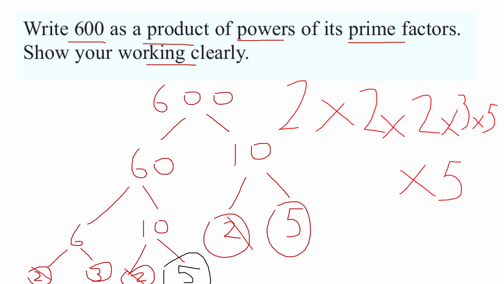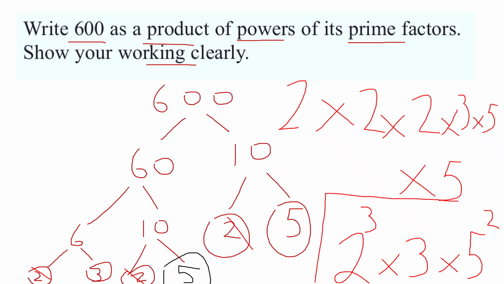It wants it in power form, so a product of powers, so writing it in index form. That'll be 2 cubed, or 2 to the power of 3, multiplied by 3, and then multiplied by 5 squared, or 5 to the power of 2. And that is my final answer for 3 marks on a typical Edexcel foundation and higher tier paper looking at product of prime factors.